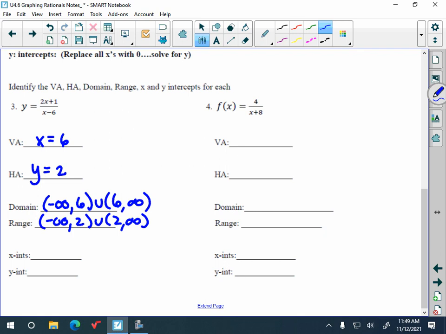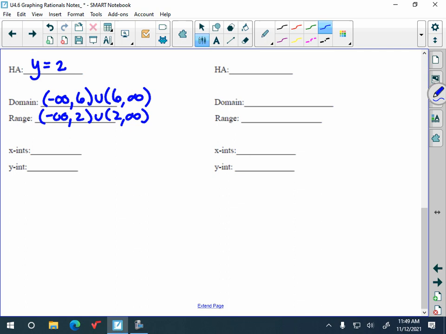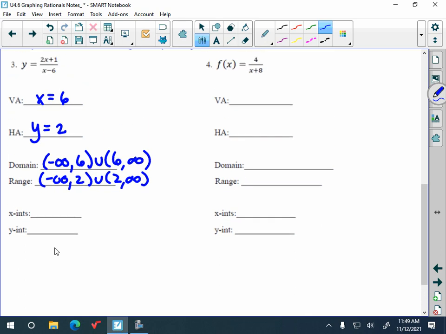All right, now to get the x-intercept, we're going to replace y with 0, solve for x. So I'll do it right here so you can see it. So it's 0 equals (2x plus 1) over (x minus 6).